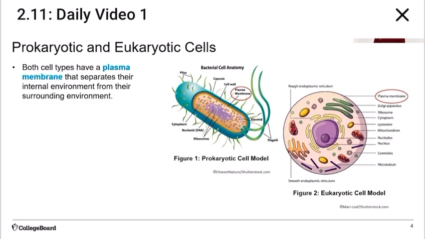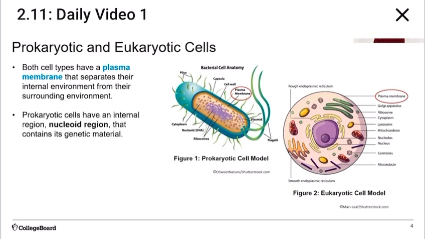Both of these cell types have plasma membranes as shown here. So you can see the plasma membrane circled in the prokaryotic cell in figure 1 and the plasma membrane of the eukaryotic cell in figure 2. And the plasma membrane functions to separate the internal environment from the surrounding environments.